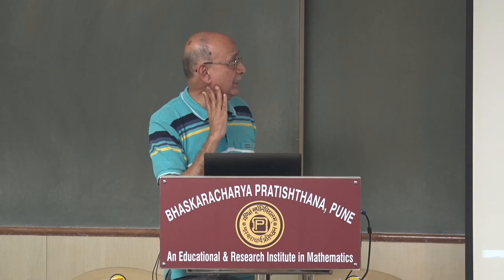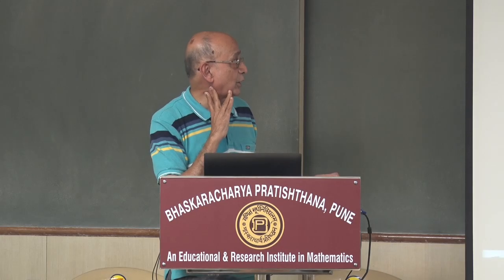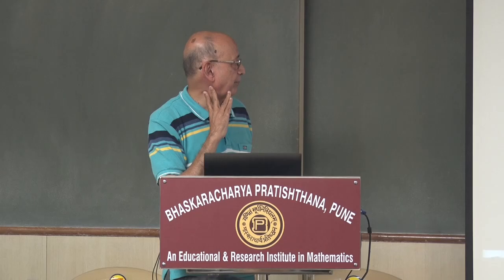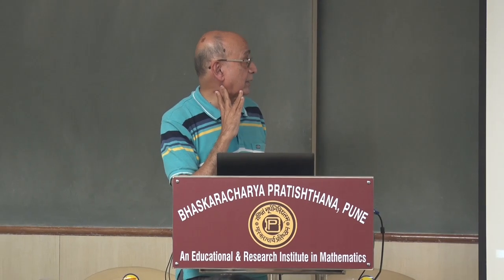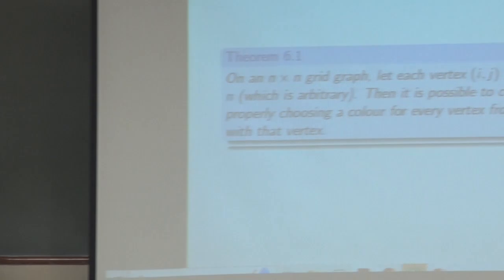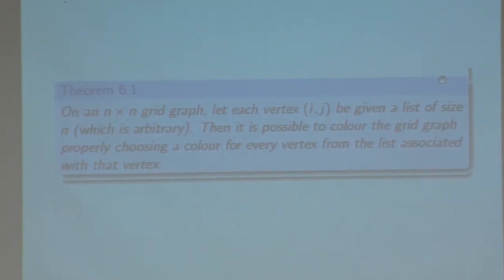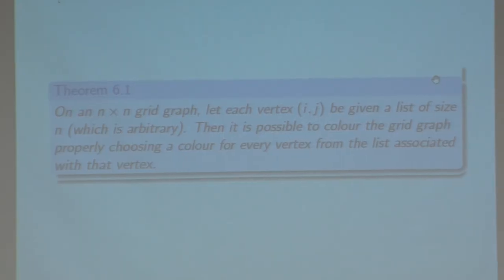This cannot really be done here for the Dinitz conjecture, because now these lists are arbitrary. All we know is that each list has size n, but these lists are not the list 1, 2, 3 up to n. So you cannot really take a single Latin square and work through that.